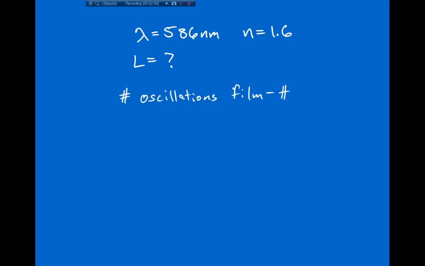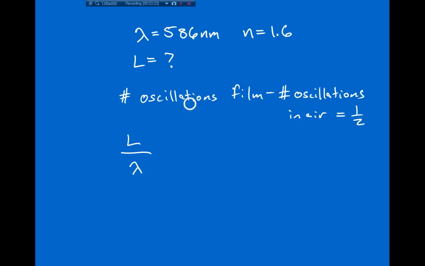minus the number of oscillations in air has to be equal to 1/2. So we're going to undergo 1/2 of an oscillation more with the light that travels through the film than the light that's traveling through the air. And we said the way we calculate this is we take the length that the light is going to travel and we divide it by the wavelength of the light. And it's very important that we are using the wavelength of the light inside the material that it's traveling through.